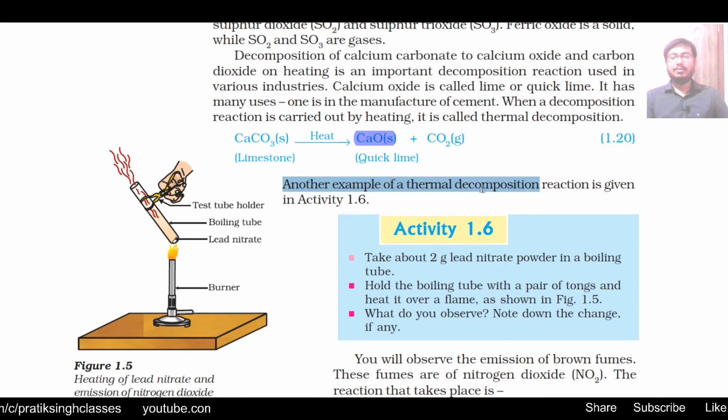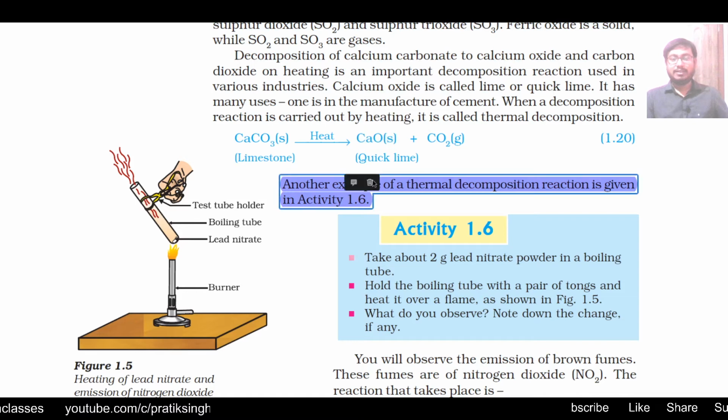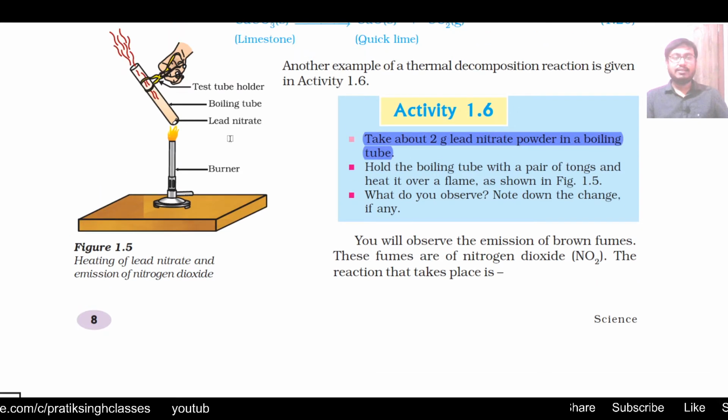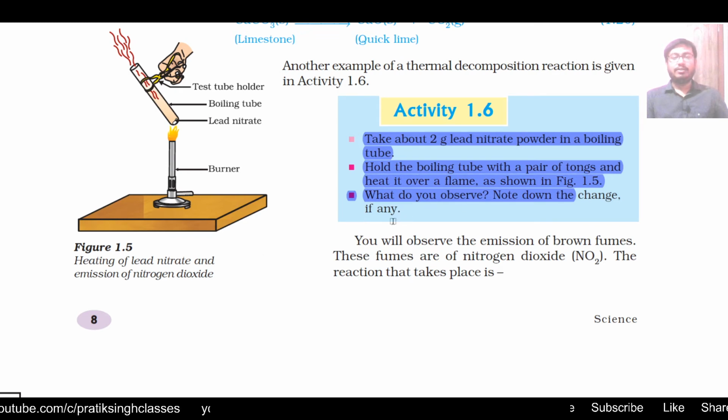Another example of thermal decomposition reaction is given in activity 1.6. So let us see what is given in activity 1.6. Take about 2 gram lead nitrate powder in a boiling tube. As you can see here, lead nitrate powder is taken in the boiling tube. That means it is non-aqueous. Hold the boiling tube with a pair of tongs and heat it over a flame as shown in figure 1.5. What do you observe here?